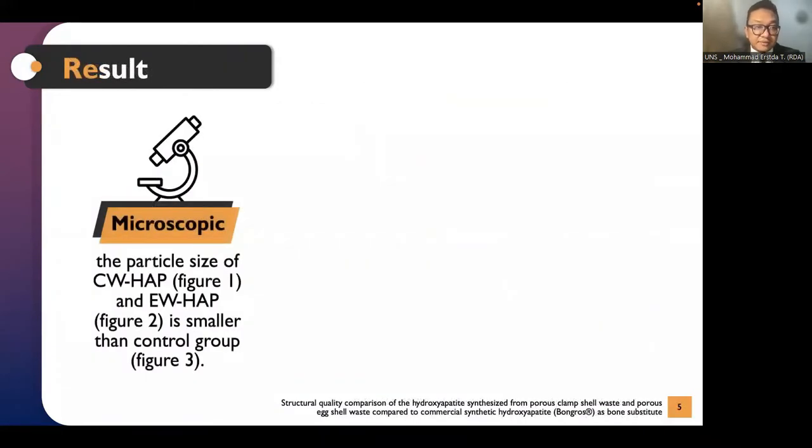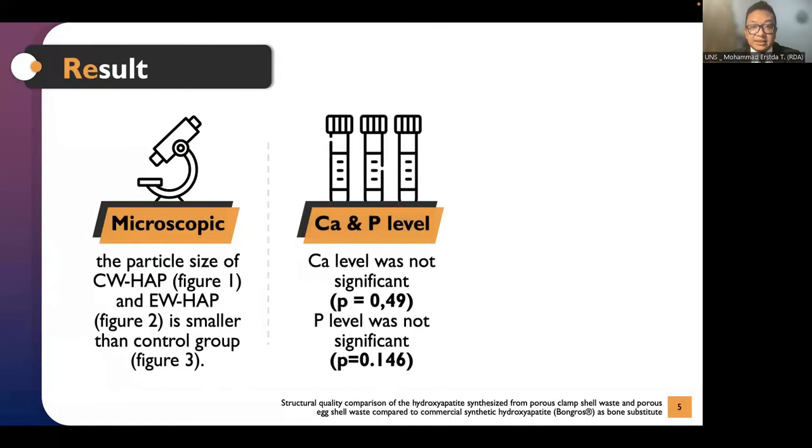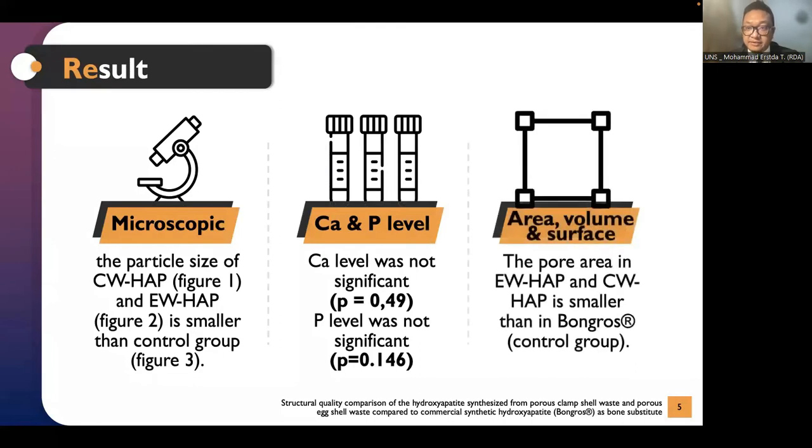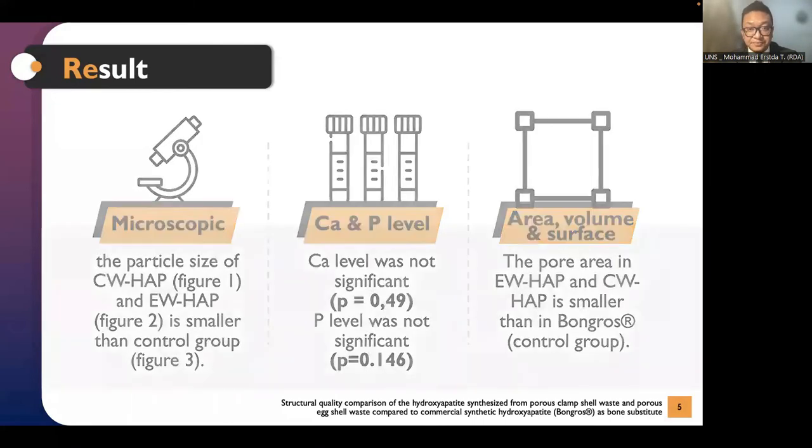This is the result for the microscopic view. The particle size of the HA from clam shell waste in figure 1 and egg shell waste in figure 2 is smaller than the control group in figure 3. The calcium level was not significantly different, and the phosphate level was also not significantly different between the egg shell waste, the clam shell waste, and the control Pongros. For the area, volume, and surface, the pore area in EWHA and CWHA is smaller than in Pongros, the control group.